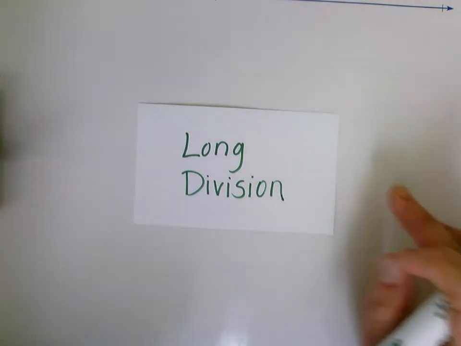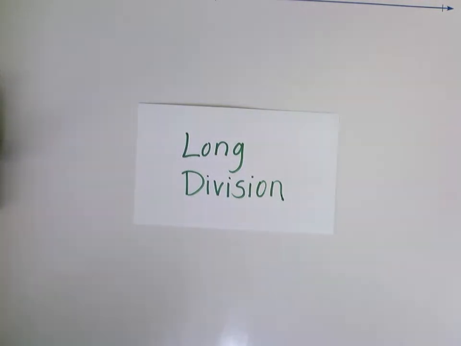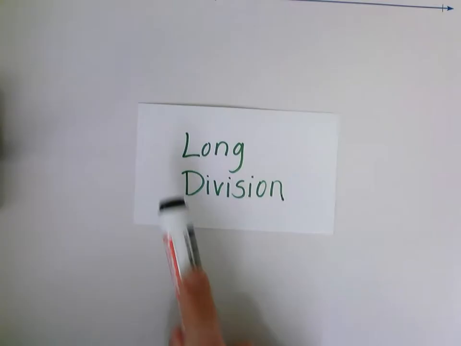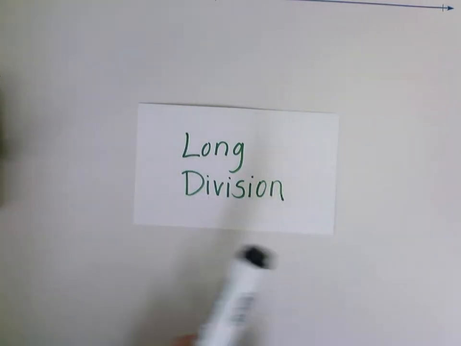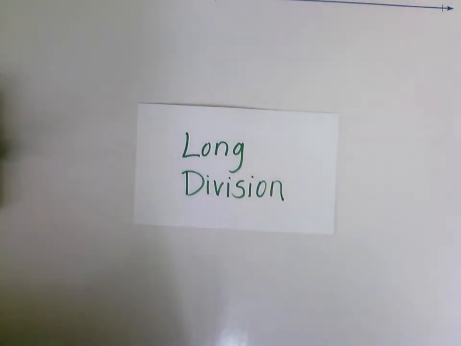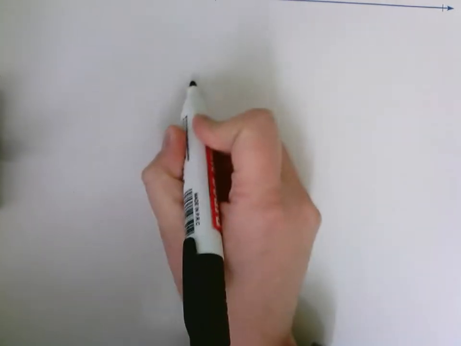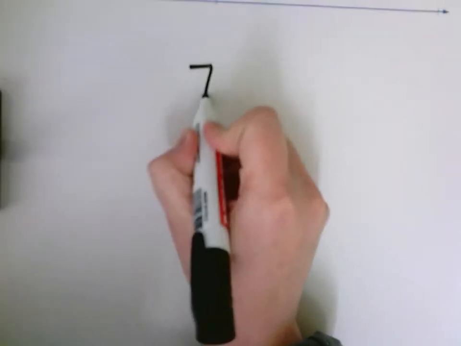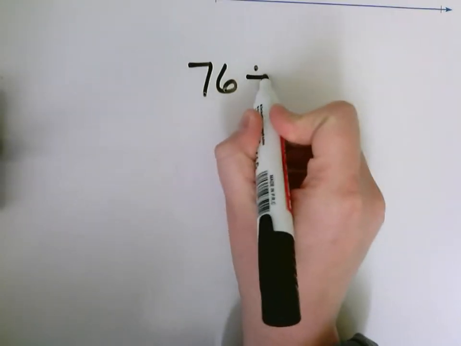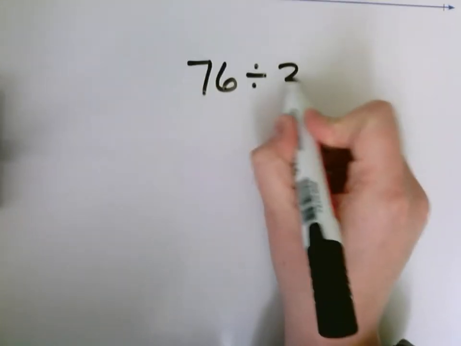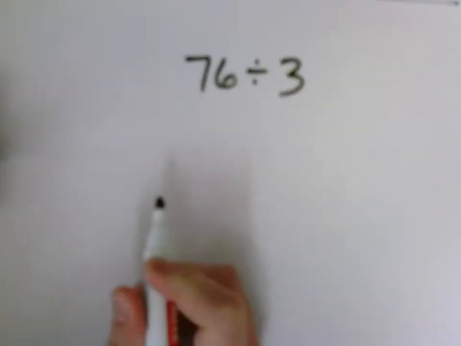In today's lesson, we're going to start doing long division. Long division is just doing division with some larger numbers. A division problem does look a little bit different than when we do multiplication, addition, and subtraction problems. When we write out a long division problem, today we're going to start with the problem 76 divided by 3. So here's the problem we're going to do today.